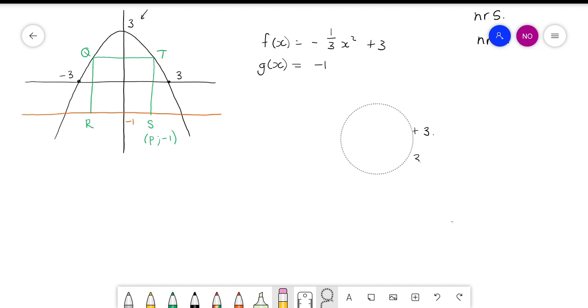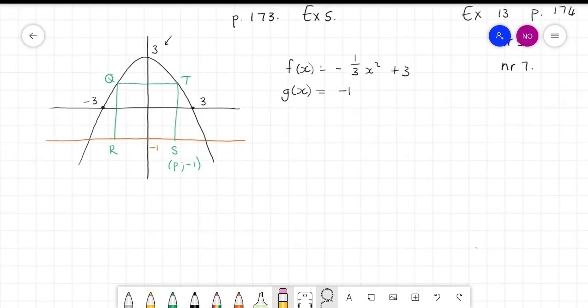Okay, do you guys agree that the y-axis will be the axis of symmetry for this graph? Sien julle dat die y-as is die as van symmetrie van hierdie hele grafiek? Everything is symmetrical around the y-axis.